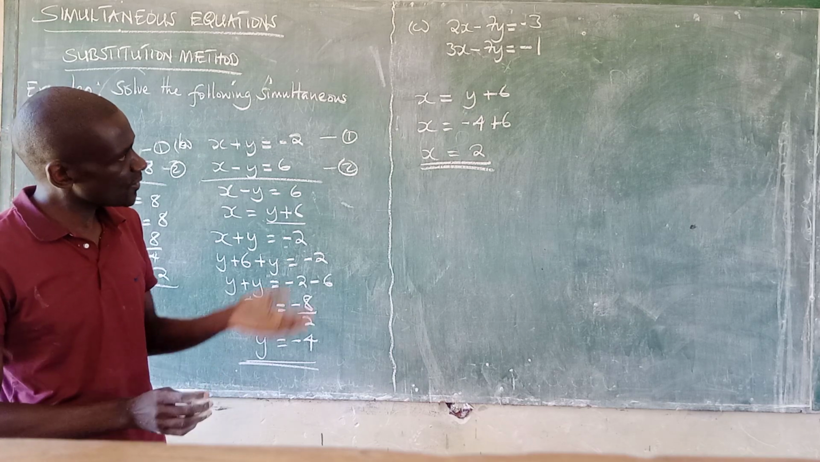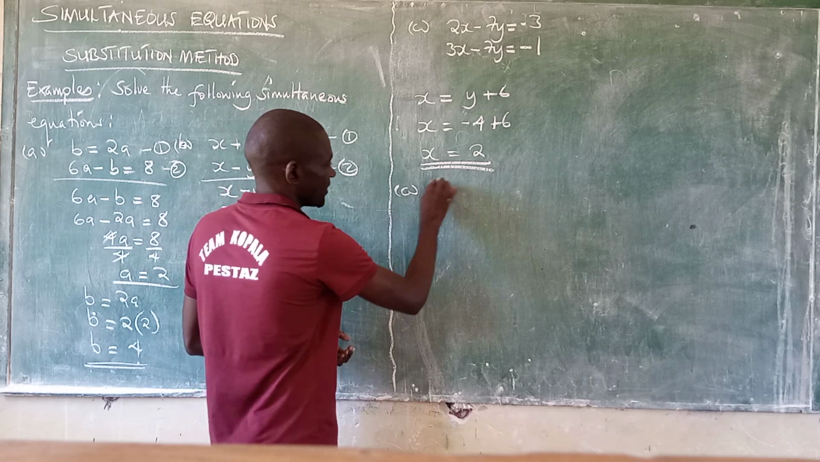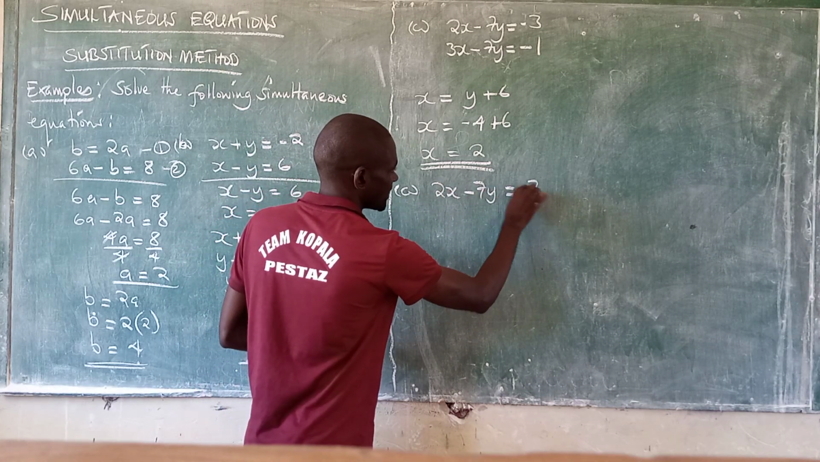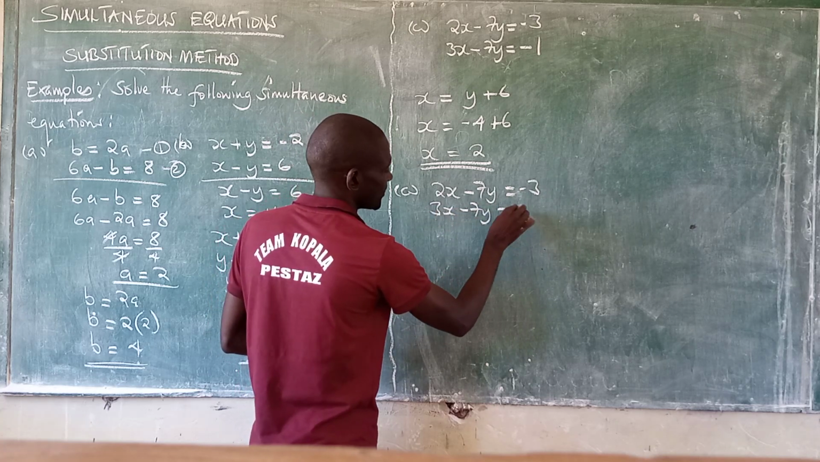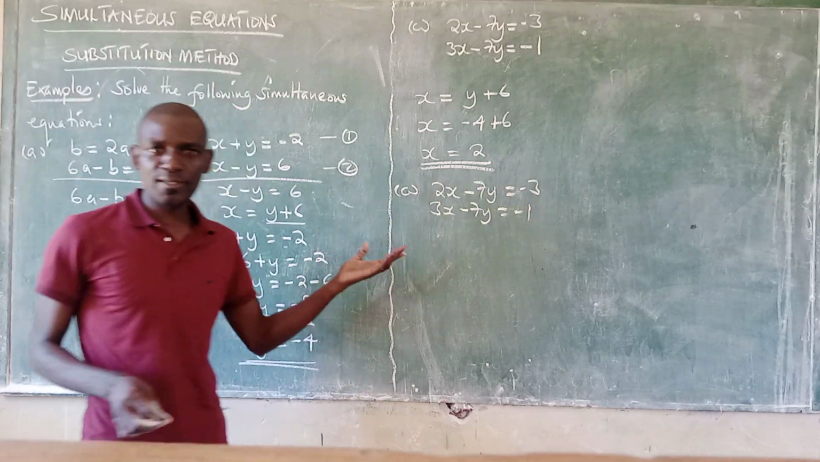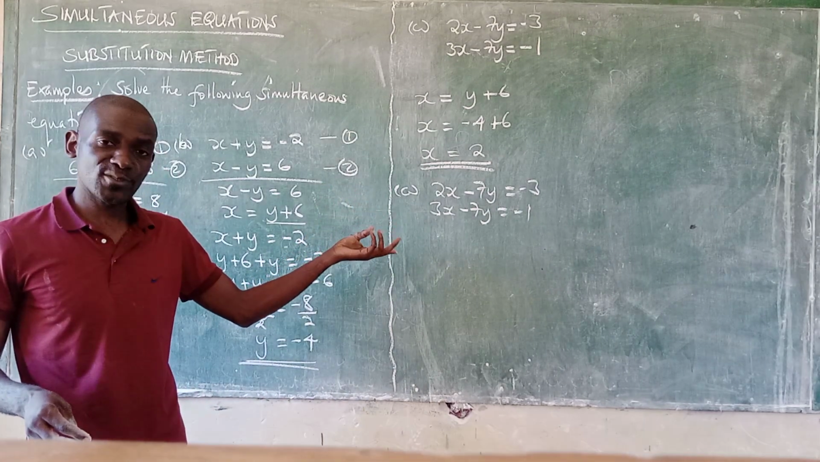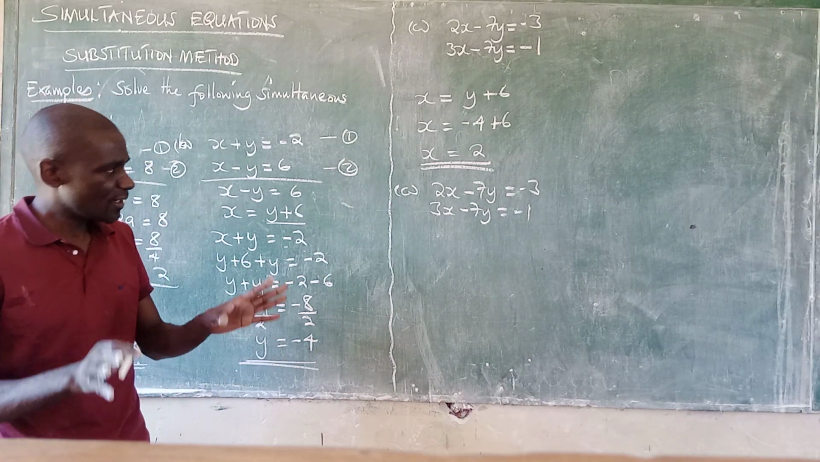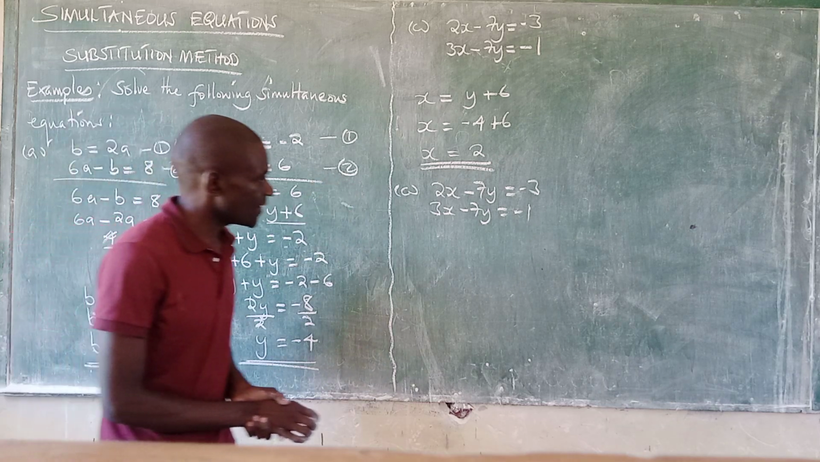Alright, we can also look at the other one, which is part C. 2x minus 7y is equal to negative 3. Then we have 3x minus 7y is equal to negative 1. We found answers to this question using the elimination method, but I want us to just solve the same using the substitution method. So all we do is we make one of them the subject of the formula.